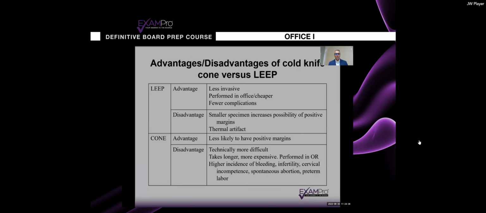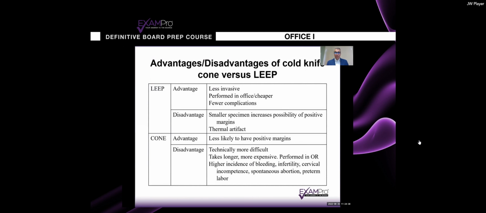Okay. This just puts LEEP versus cone into a chart. I'm not going to read it to you. I think you are aware of some of the advantages and disadvantages. I will point out a cone really can't be done in the office. So that is one big advantage of a LEEP.